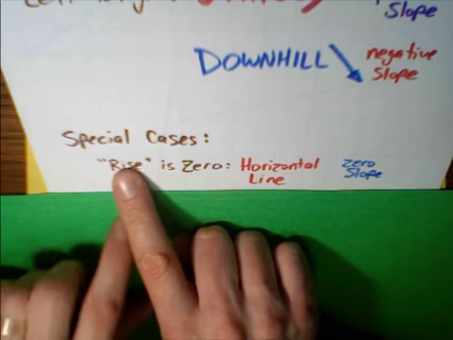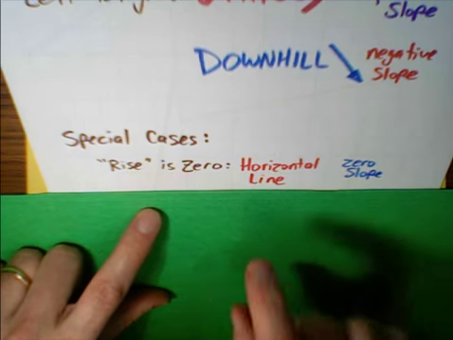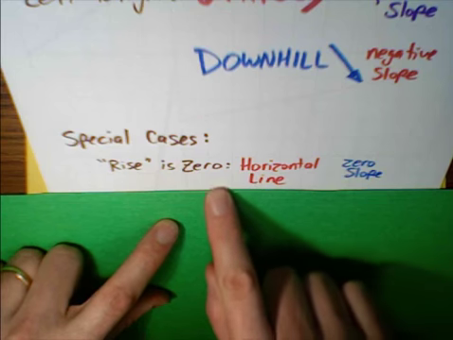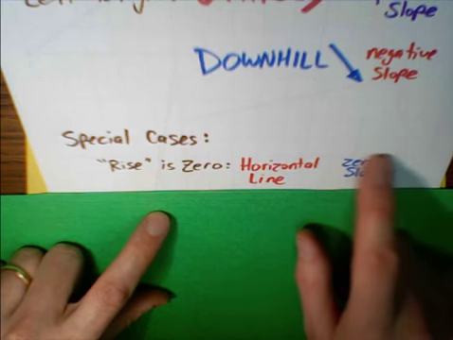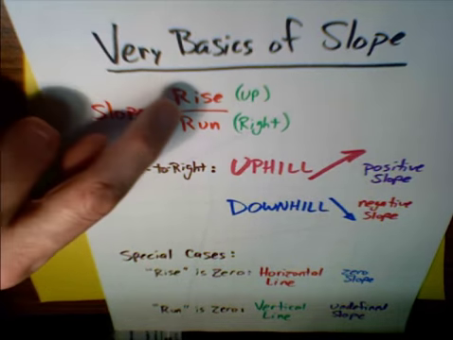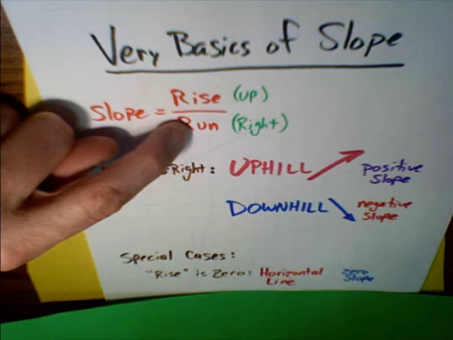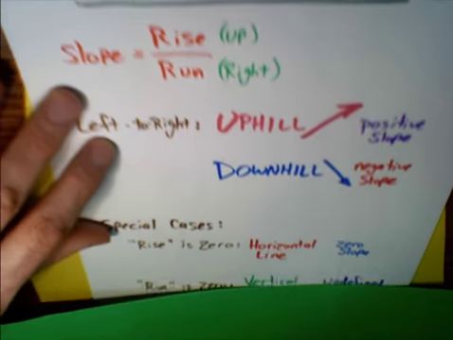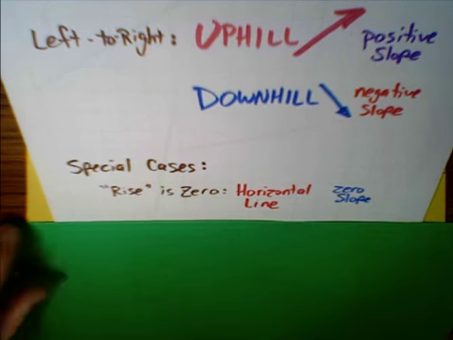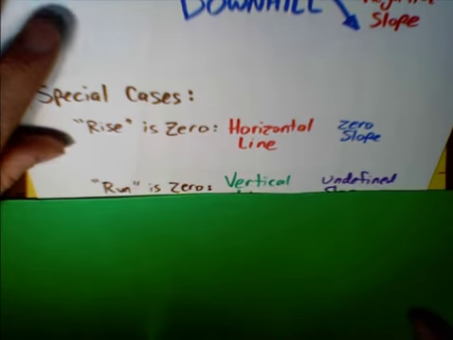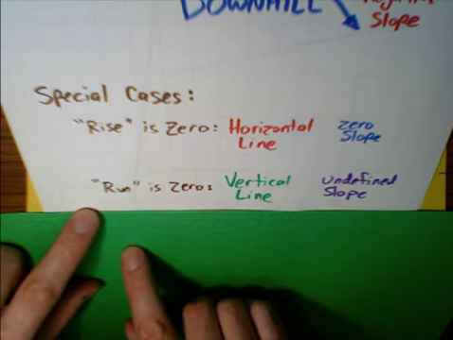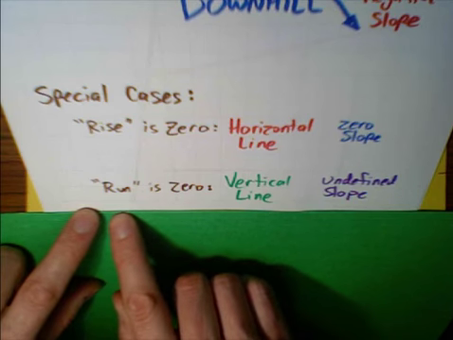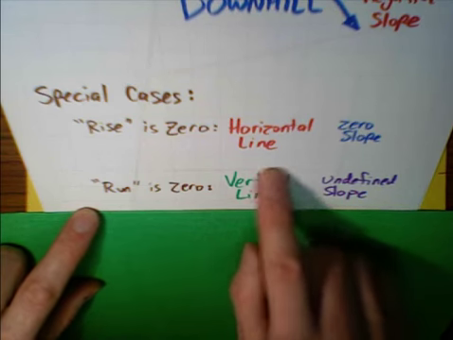So if our rise is 0, in other words, we don't rise at all, we just do our run, well, we're going to get a horizontal line, and this is going to have a 0 slope. Again, if we rise 0, 0 divided by any number is 0. So a horizontal line has a 0 slope. Now what if our run is 0? If our run is 0, again, we can rise as much as we want, but we're not going to run. We're going to get a vertical line.